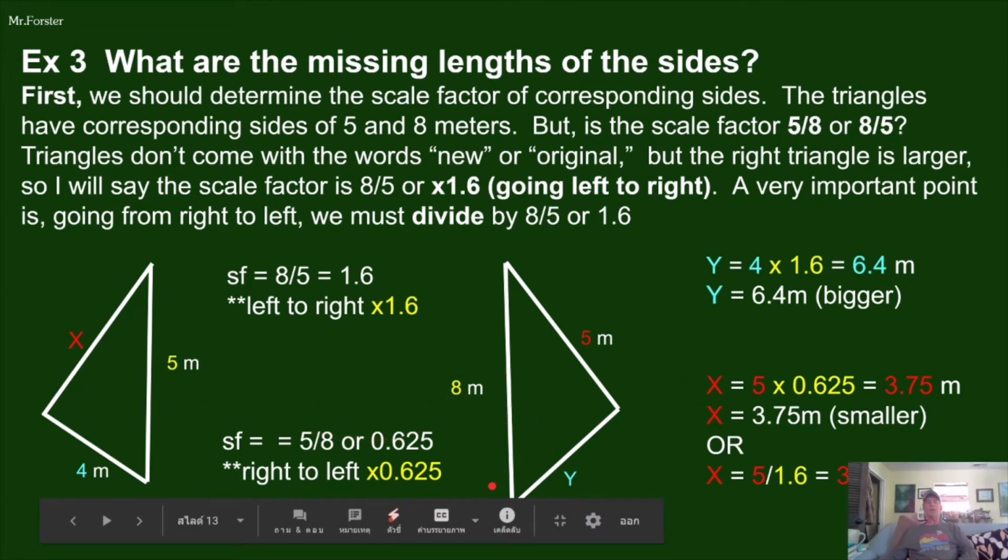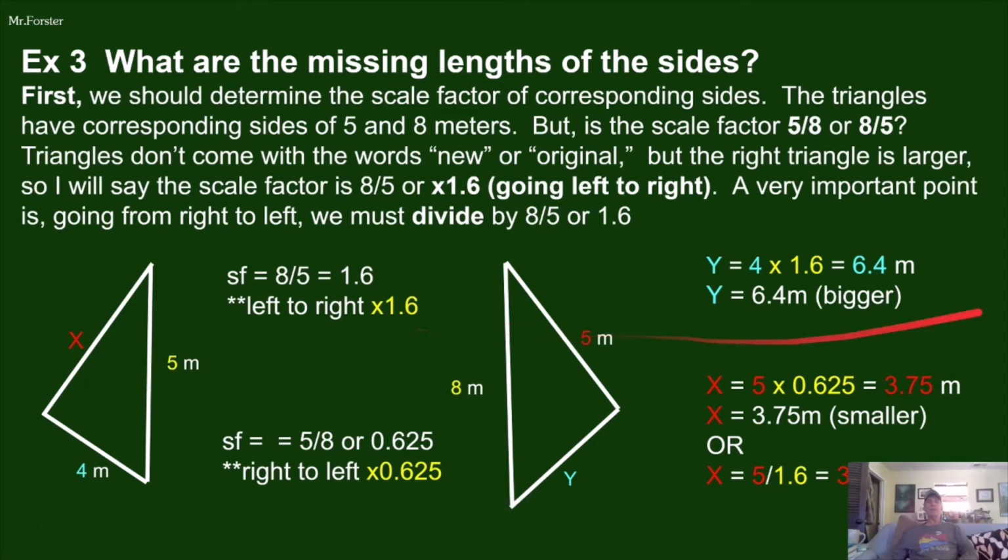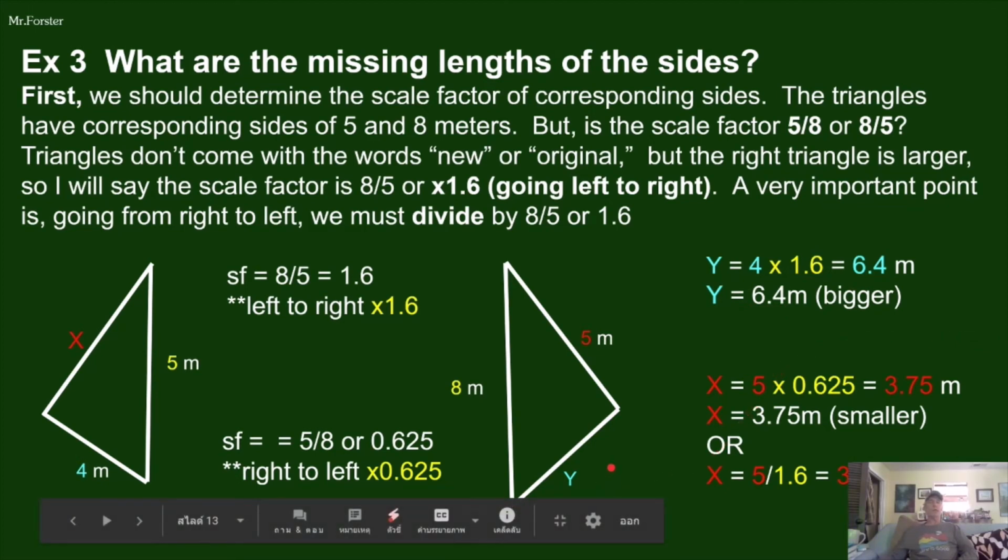So you see down here I've done both scale factors, but I like going from left to right, and I would probably end up dividing this by 1.6 to get that one. So anyway, our scale factor is 8/5, and that's 1.6. So if I multiply 4 by 1.6 going from left to right, I get the length Y here, that is 6.4 meters, and it is bigger. And the number I got is bigger than 4, and that's important that I check that.